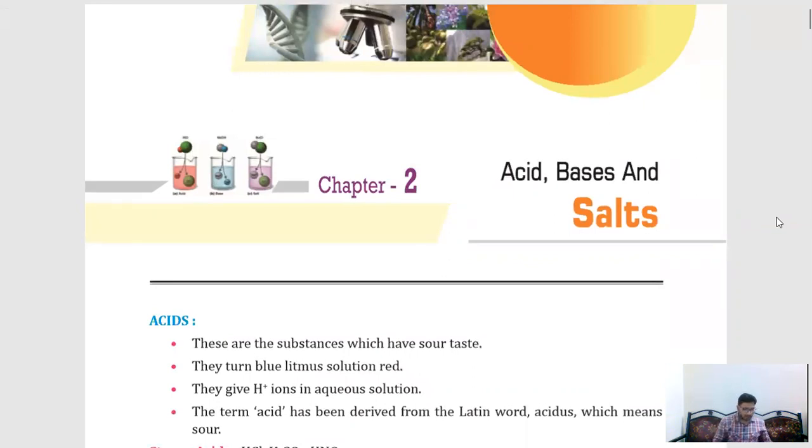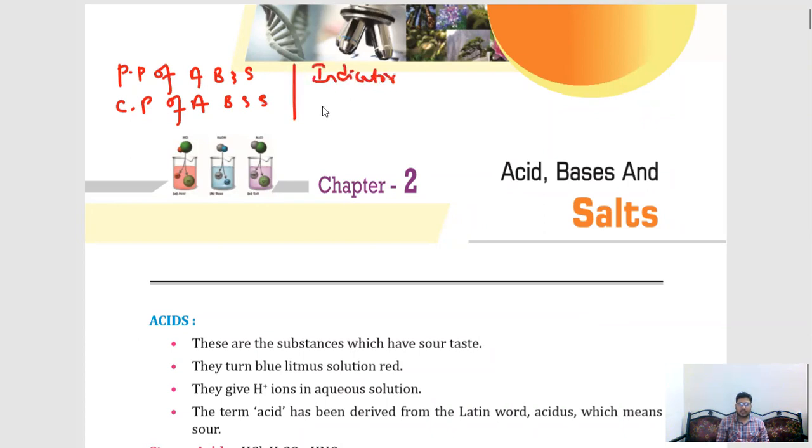Here, if you observe, this chapter we can divide into a few parts. First, we have to discuss the physical properties of acids, bases, and salts. Next, chemical properties of acids, bases, and salts. And then we'll discuss indicators. After that, we'll discuss pH value, pH scale, and importance of pH in everyday life. And we'll discuss salts. So what are the different types of salts we have, how those salts are manufactured, everything.